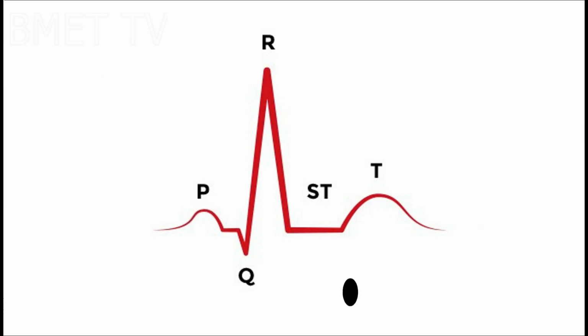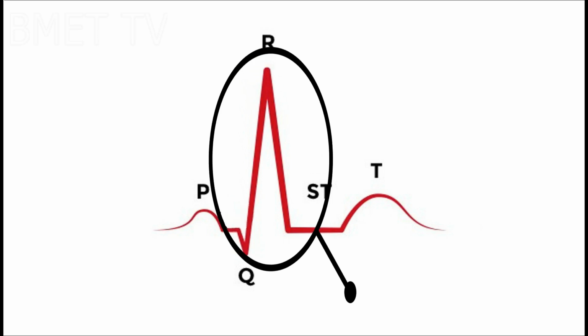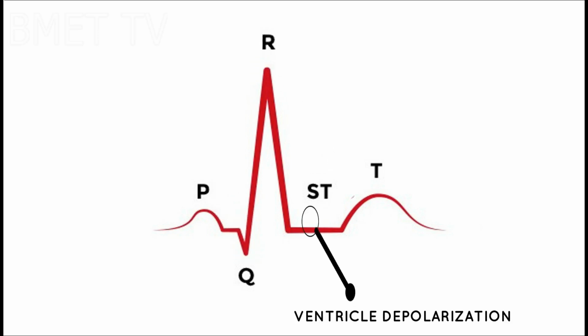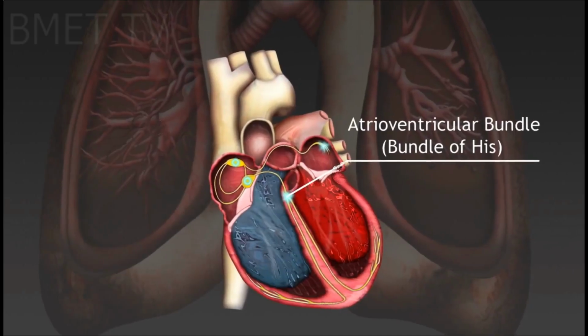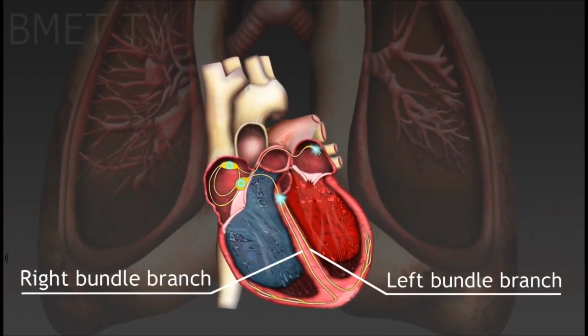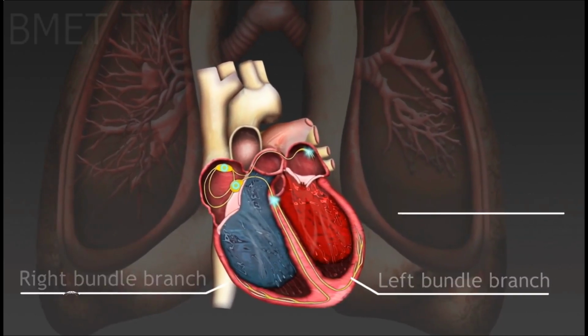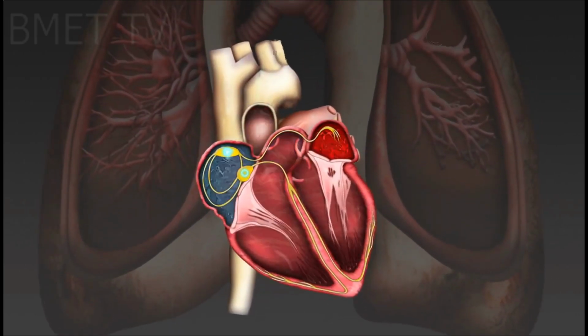Second is the QRS complex. The next area you see is a big spike. This spike is called the QRS complex. The bundle of His, bundle branches, and Purkinje fibers are responsible for this. The QRS complex represents ventricular depolarization, contractions of the ventricles.